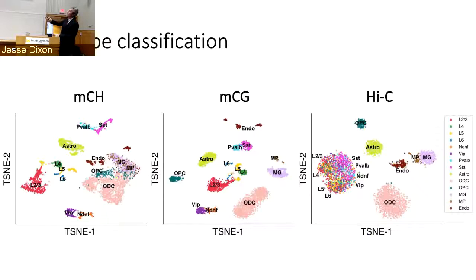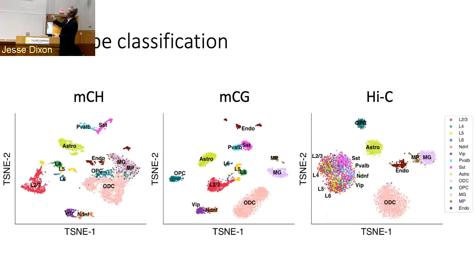You can also do this with non-CG methylation. This is actually rare in most cells, but it's fairly highly present in the brain as well as in heart tissue. You can see that non-CG methylation doesn't distinguish glial cells like oligodendrocytes or microglia, but it does a very good job of distinguishing neurons from each other. And then we do the same thing for Hi-C.